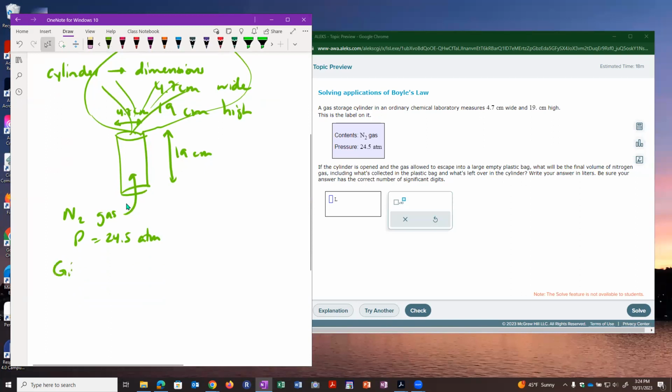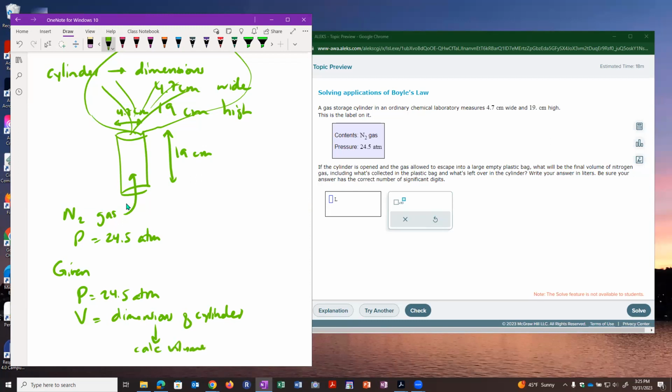So we're given the initial pressure as 24.5 atmospheres. Then we're given the volume as, let's see, what's the volume? Well, we're not given the volume, we're given the dimensions of the cylinder. So we can use those dimensions to calculate the volume.